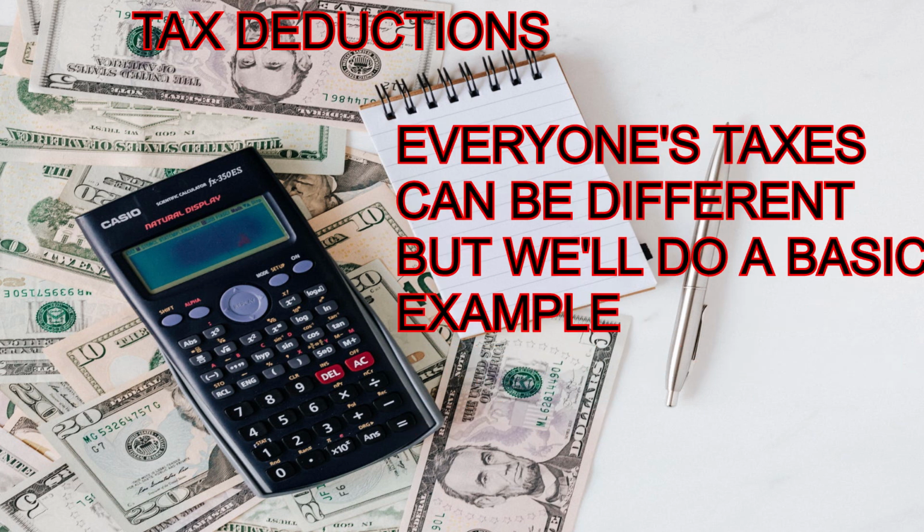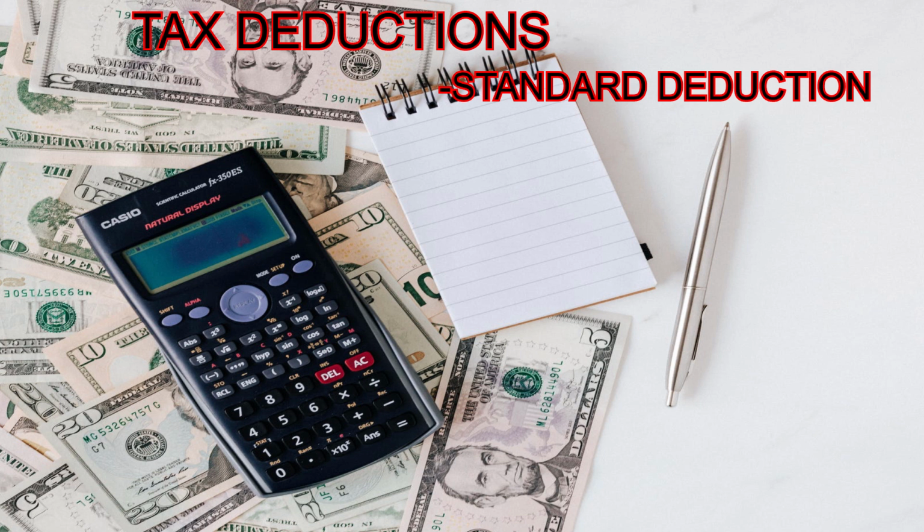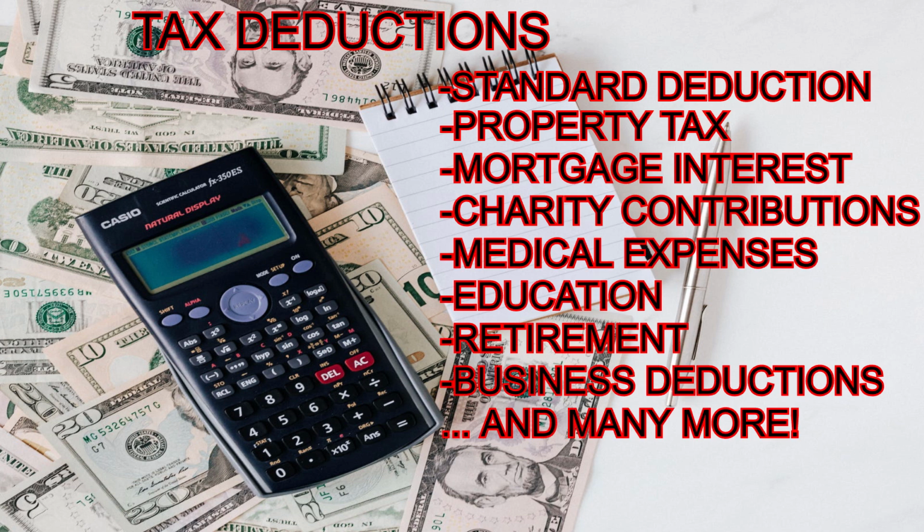Now, everybody's tax situations are different, and everybody qualifies for different deductions, but some examples of common deductions would be the typical standard deduction. That's for people that don't itemize their deductions on their tax returns. Deductions for property tax paid, mortgage interest paid, charitable contributions, medical expenses, education expenses, interest paid on student loans, retirement, business deductions if you're self-employed or own a business. Maybe you itemize those deductions as well. Maybe you have gas mileage deductions, and of course the unemployment deduction.